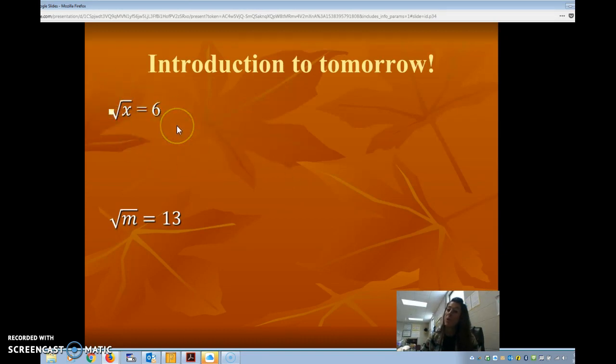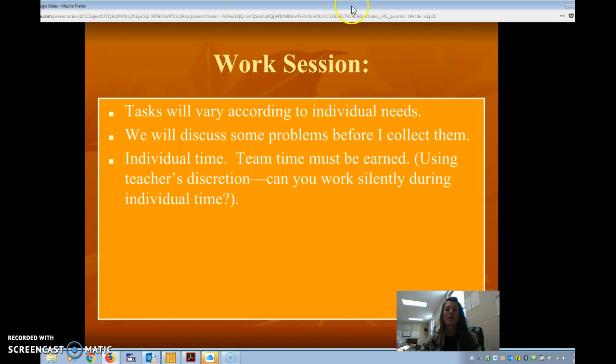Okay? This is where we're going with this when I come back tomorrow. We're actually going to work with equations and say, okay, if it says the square root of what number equals 6, what number does x equal? The square root of what number equals 13? So what does m equal? Okay. You are going to get a task now that goes through and reviews the perfect squares with you.